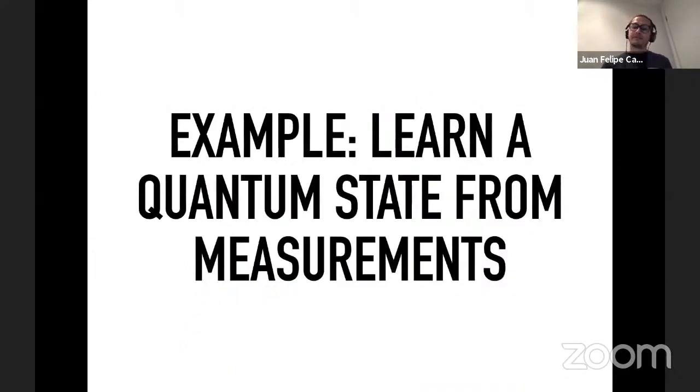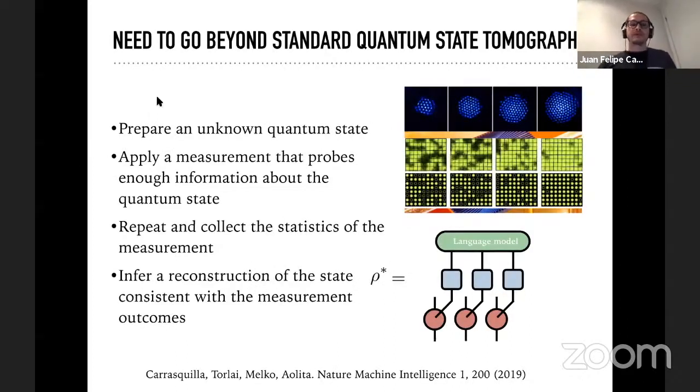So let me show one example, like learning quantum states from measurements, which is, if you want, the closest thing to unsupervised learning, like generative modeling, right? So, and why do we do this? Because we need to go beyond standard quantum state tomography, which is reconstructing a quantum state to verify that your quantum simulator is working appropriately, right?